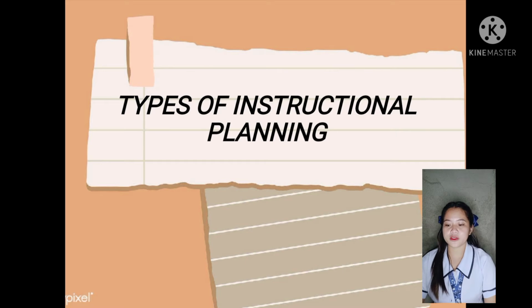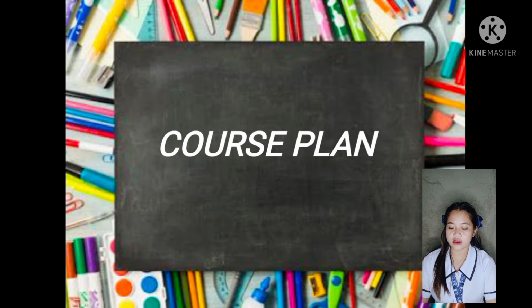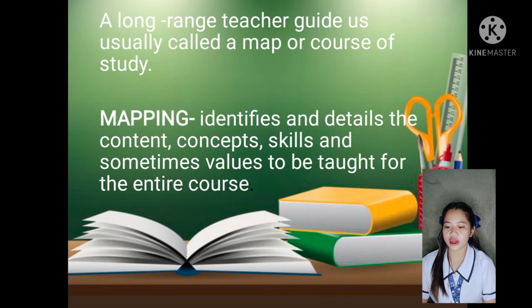Next are the types of instructional planning. Number 1 is the course plan. So what do we mean by course plan? A long-range teacher guide, usually called a map or course of study. Mapping identifies and details the content, concepts, skills, and sometimes values to be taught for the entire course.